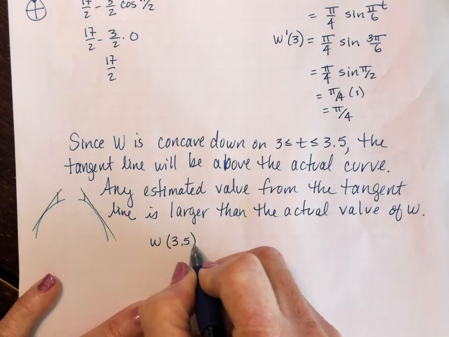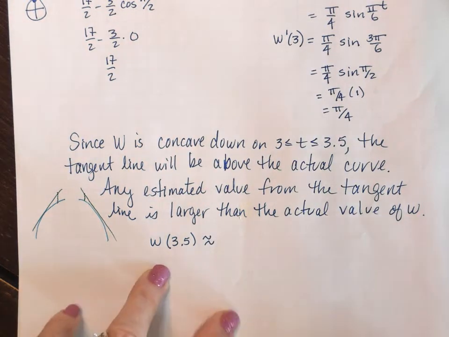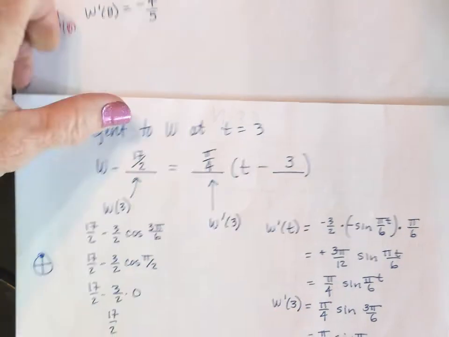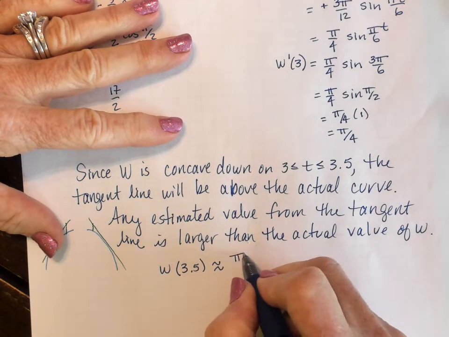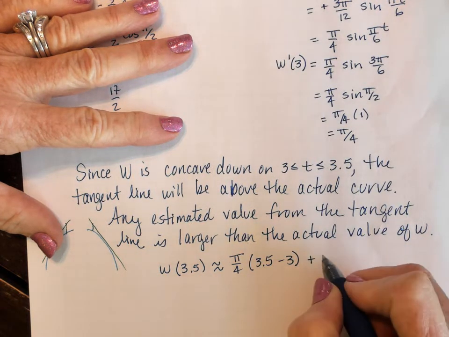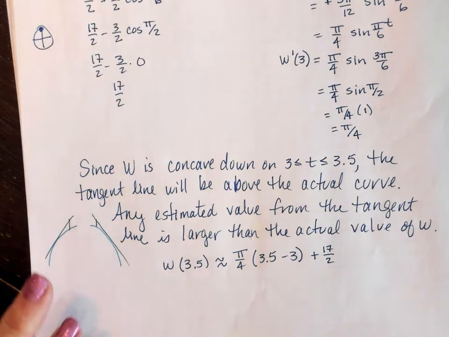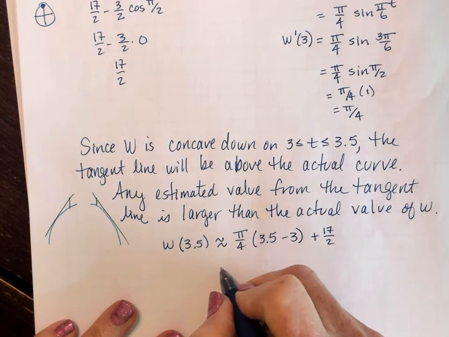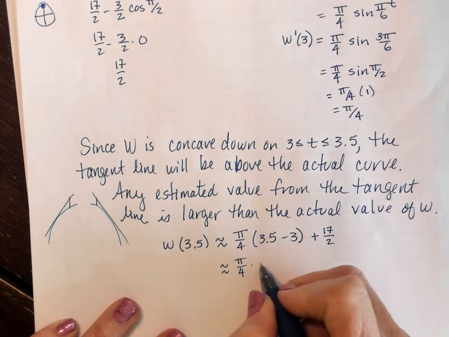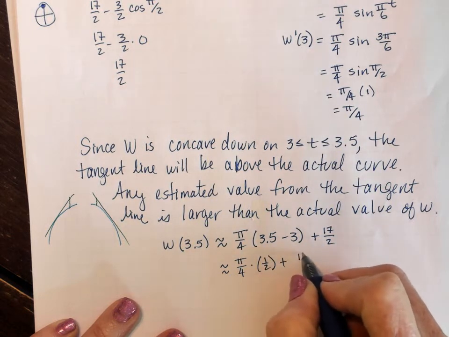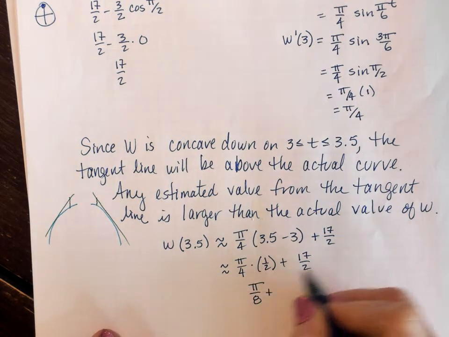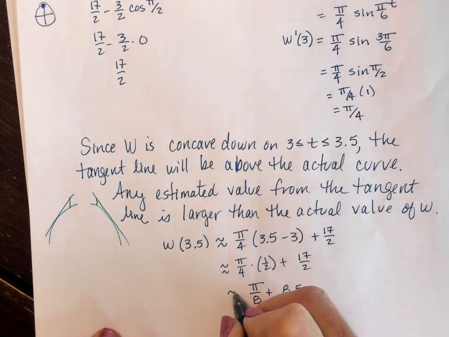W of 3.5 is approximately, now I'm going to use that line, so I'm going to take my line here and plug in 3.5 for time. So pi over 4 times 3.5 minus 3, and then I'm going to take that minus 17 over 2 that was on the other side and move it over here, plus 17 over 2. So W at 3.5 is approximately pi over 4 times a half plus 17 halves. So we're going to have pi over 8 plus, this is 8 and a half.